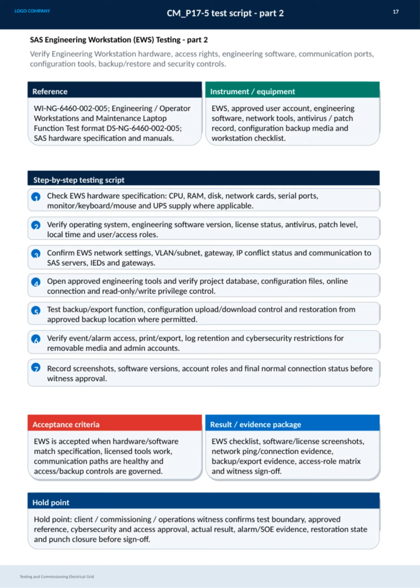The evidence package includes checklists, screenshots, network and backup confirmations, access matrices, and sign-offs. Finally, there is a critical hold point where client, commissioning, or operations witnesses confirm all test boundaries, cybersecurity measures, actual results, and restoration states before giving the final approval. This ensures everything is fully verified and compliant before moving forward.